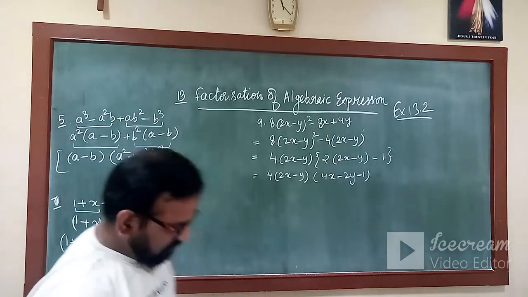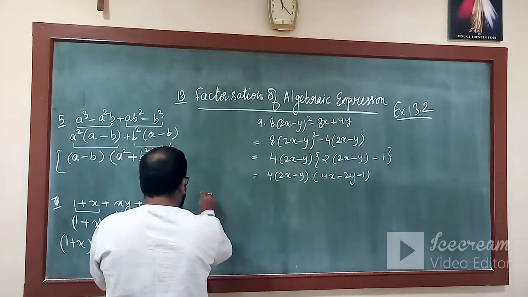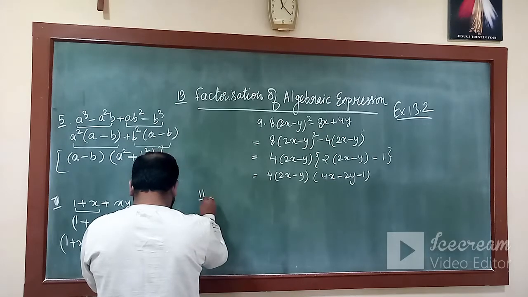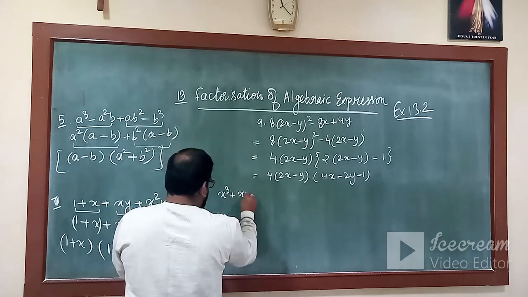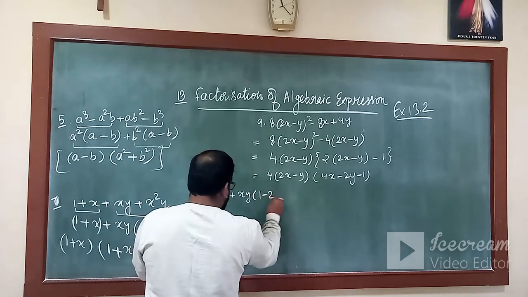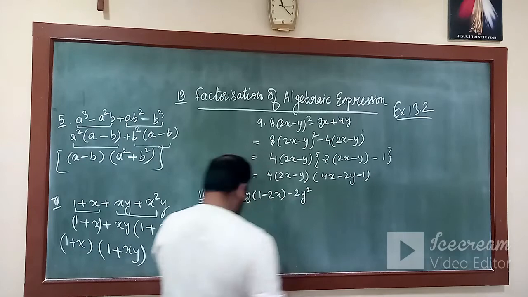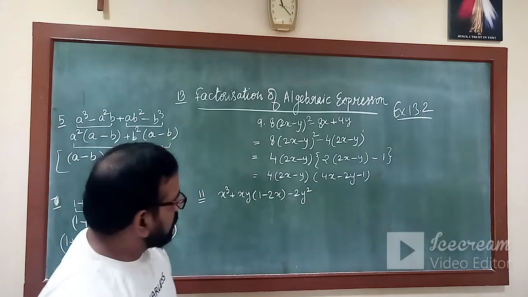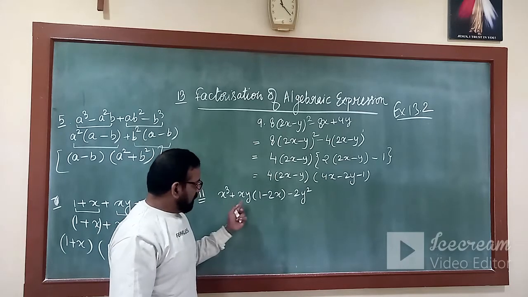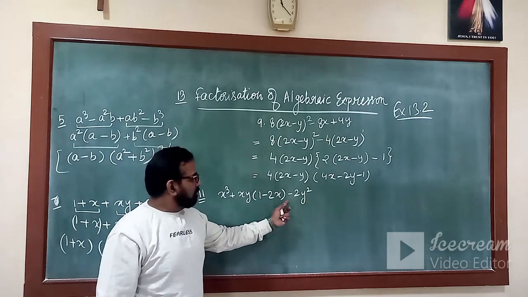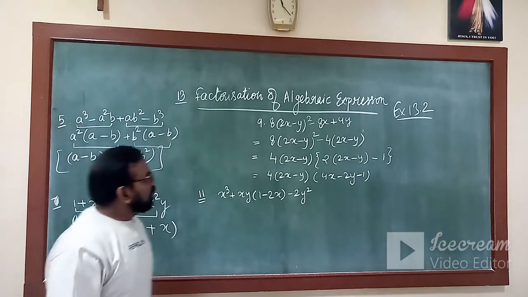Then, now let's see question number 11. Questions like this: x, y, 1 minus 2x minus 2y square. Okay, so in this question, see, how many terms do I have now? 1 and this a whole term, okay, because a multiplication sign is there, and 2y square.